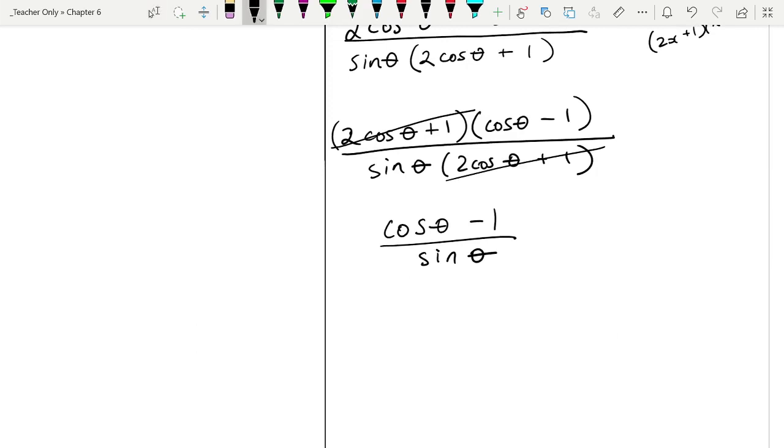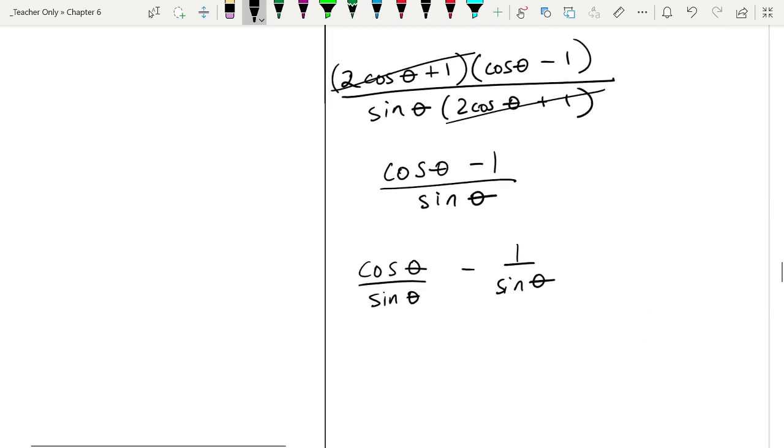Because if you're over a common denominator, you can actually split it apart. Have you ever undone a common denominator before? Like all operations in math, you can undo them if you can do them. Does everybody get how this line is equal to that line? And do you see where that's going now? Isn't cosine over sine cotangent? And isn't 1 over sine cosecant?